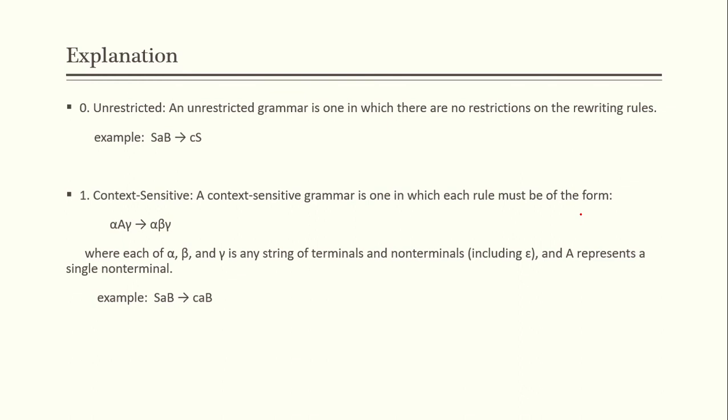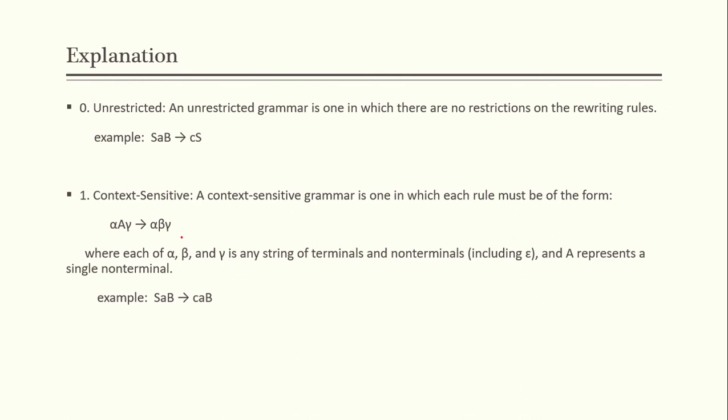Okay, now we want to see type 1, context sensitive. A context sensitive grammar is one in which each rule must be of the form alpha A gamma goes to alpha beta gamma. So what does this mean? Each of alpha, beta, gamma is any string of terminals and non-terminals. So it means that alpha, beta, and gamma can be terminals, can be non-terminals, and can also be epsilon, meaning the empty string. And A represents a single non-terminal.